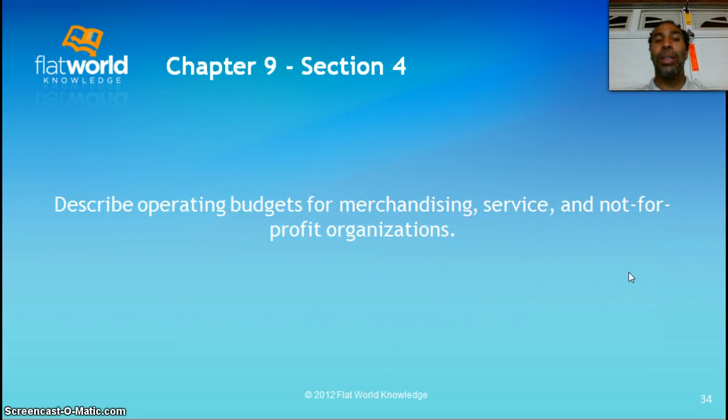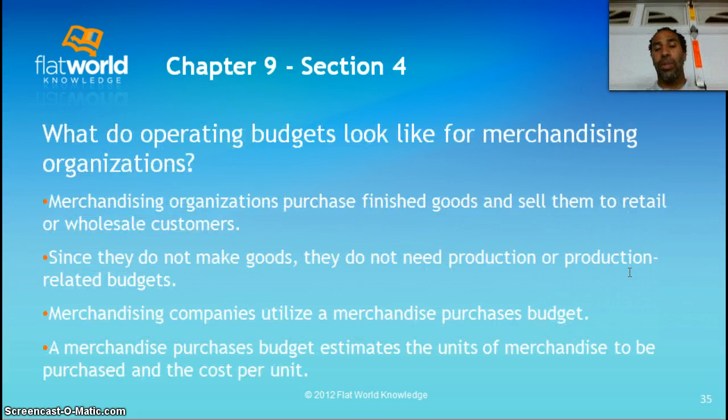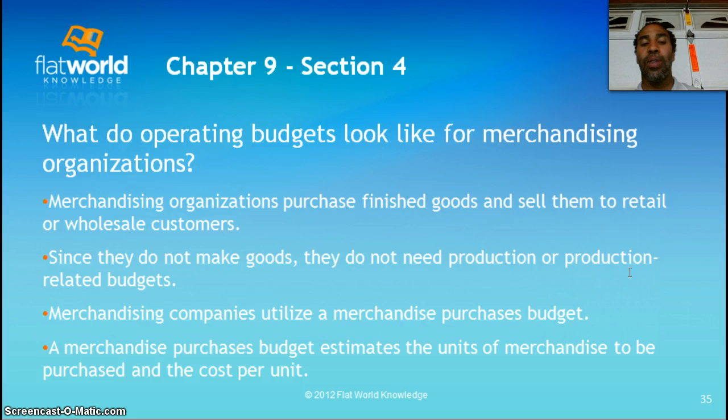They do definitely balance. You want to describe the operating budgets for merchandising, service, and not-for-profit organizations? Well, kind of the same. You just don't do any production, which makes the whole equation kind of quick. So what do operating budgets look like for merchandising organizations? Merchandising organizations purchase finished goods, right? They don't have to construct the goods. They purchase finished goods and sell them to retail or wholesale customers. Since they do not make goods, they do not need production or production related budgets, right? So you go ahead and cross that out.